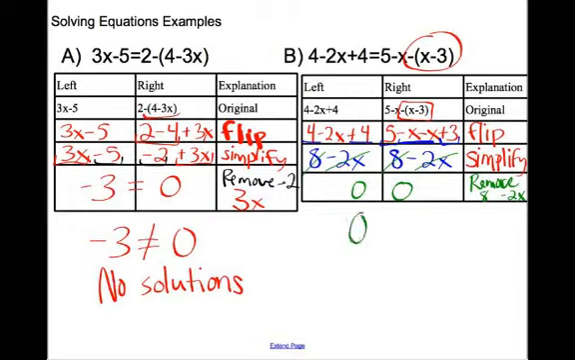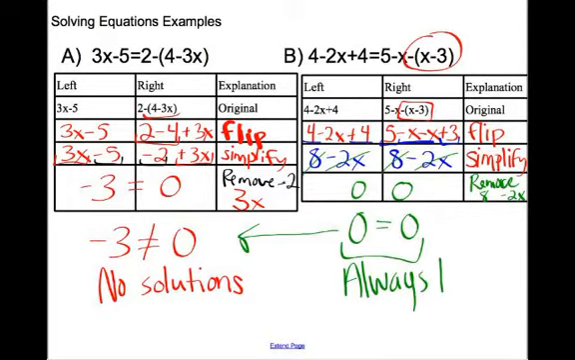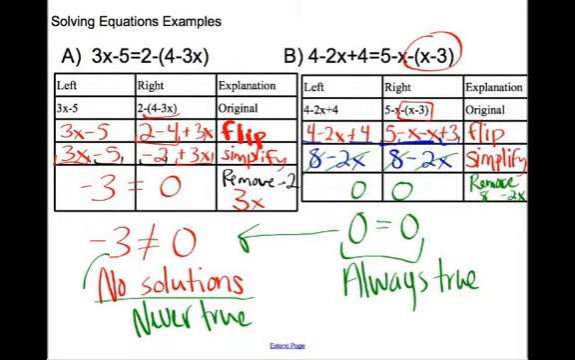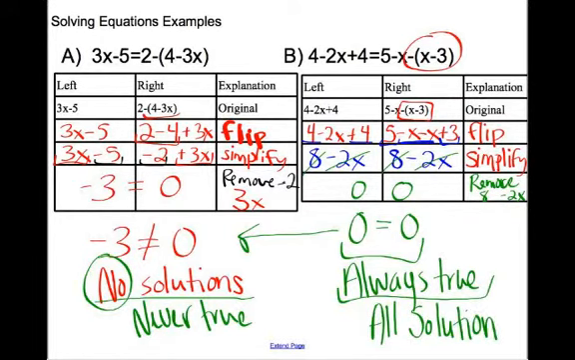Keeping in mind, again, this is an equation, so this says 0 equals 0. It's a little bit different than what we had on the left example. When we have 0 equals 0, you should know that that is always true. On the left, this was never true. And when it was never true, we say there are no solutions. When it's always true, we say that there are all solutions. That means every number in the world could be plugged in for x, and it would make this equation true. So we give the answers of all solutions when we get a case like this.